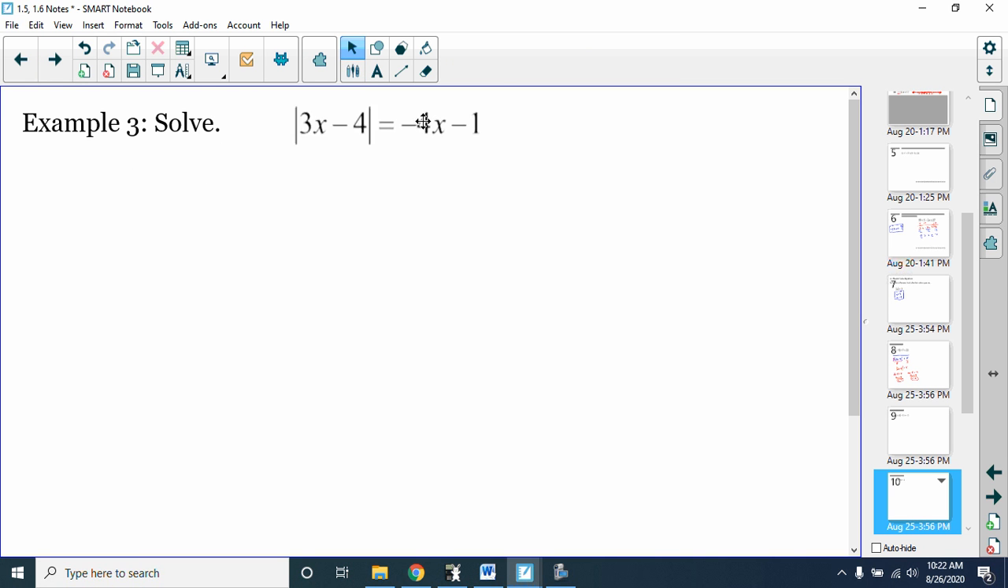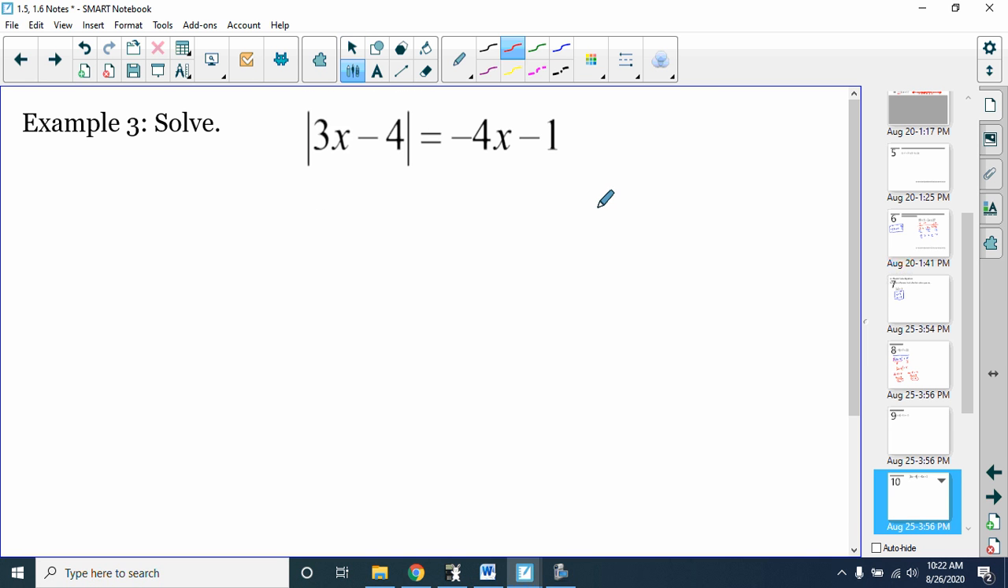Looking at this one, we're going to do it the same way. Get the absolute values by themselves. In this case, they already are. And then we're going to set up two equations. 3x minus 4 could be equal to this, or 3x minus 4 could be equal to the opposite of this, which is going to be positive 4x plus 1. Once we have our two equations set up, we solve for x.